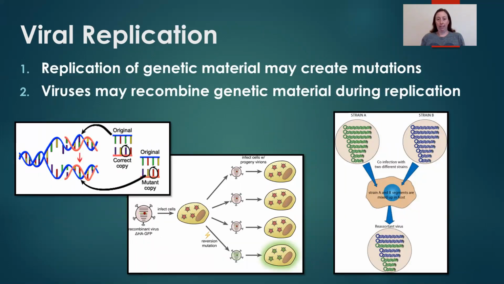Whenever a virus replicates, a couple of different things can happen. A virus may create mutations within its genetic material, or the virus may recombine its genetic material with another virus. The implication for both of these things is that we get novel viruses popping up periodically that our immune systems have never seen before.